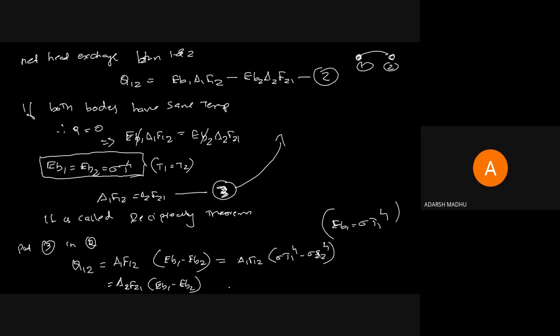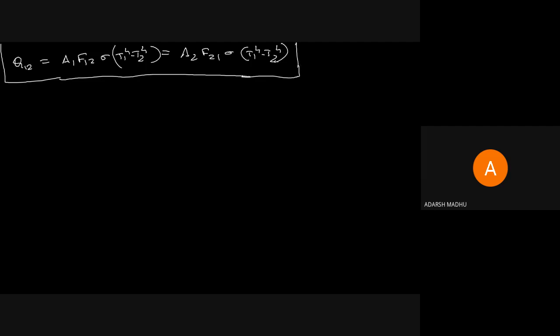So that is Q12 equal to A1 F12 sigma into T1 raised to 4 minus T2 raised to 4, equal to A2 F21 into sigma T1 raised to 4 minus T2 raised to 4. This is the second equation. We have found both equations of Q12.